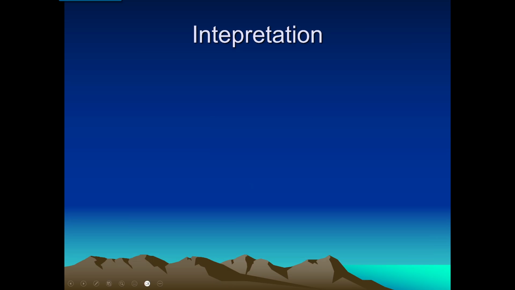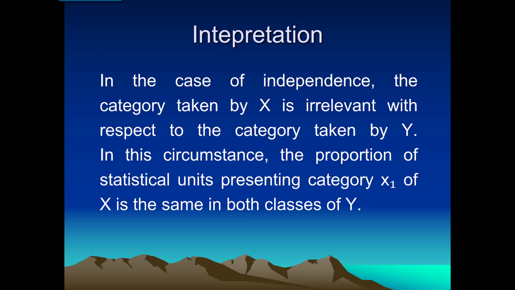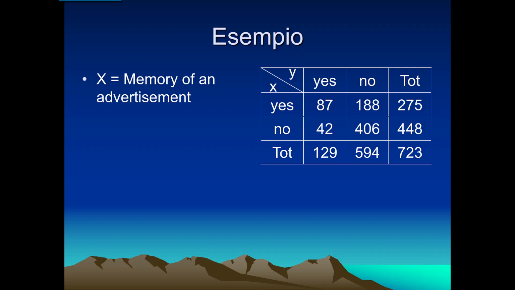So let me see. The interpretation is that the proportion of statistical units present in category x1 of x does not depend on y. For example, this is an example where you have the memory of an advertisement and the product purchase. So, 87 are the number of people who do remember the advertisement, but who bought the product. Those 406 are the people who do not remember the advertisement and did not buy the product.